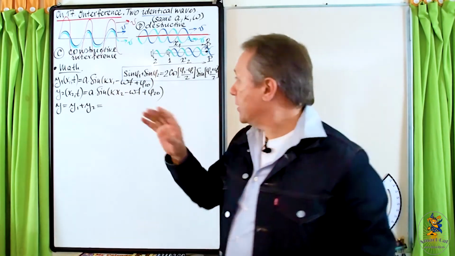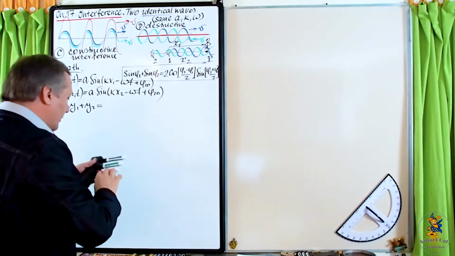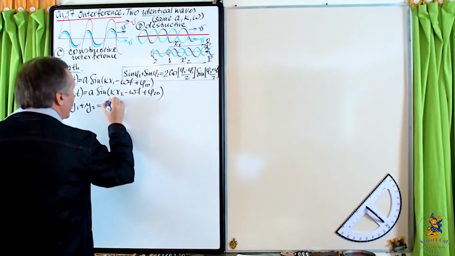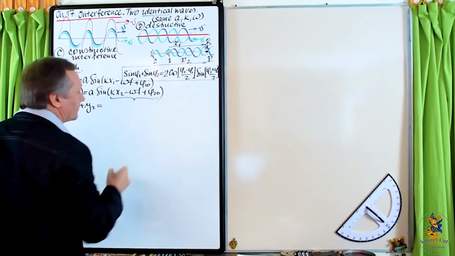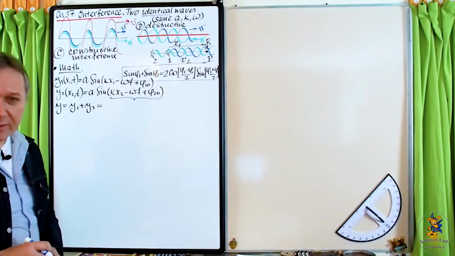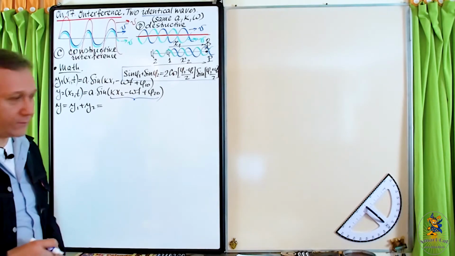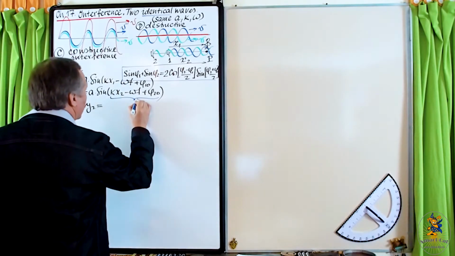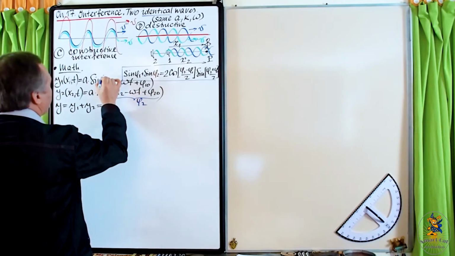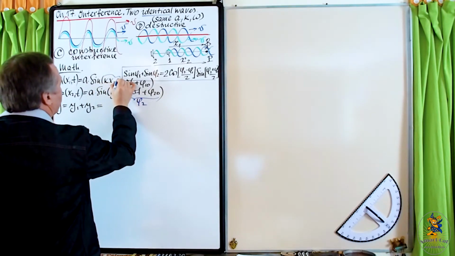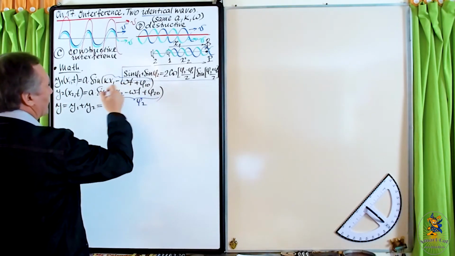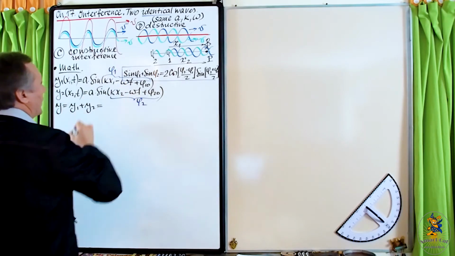Before we go into this addition, you remember how we called this construction in the bracket. It's a phase of the wave. We can call it phi 2, and this is the phase of the first wave, phi 1.